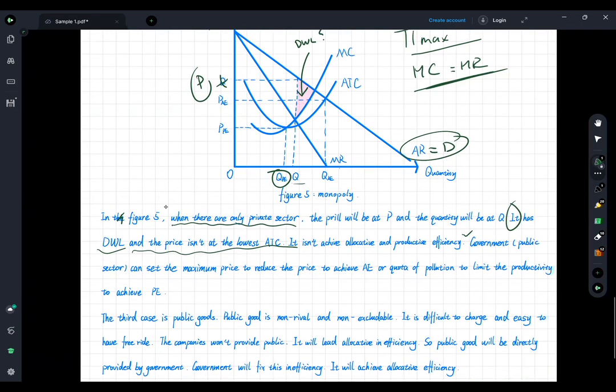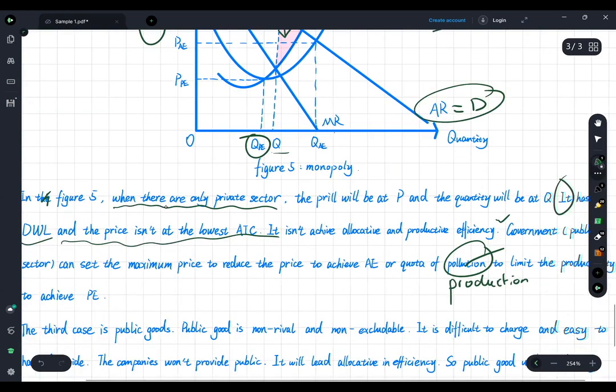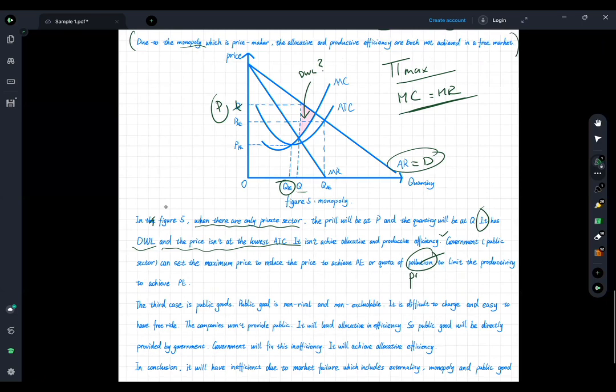And then government intervention, so the public sector can set a maximum price to reduce the price to achieve allocative efficiency, or a quota of pollution to limit the productivity of production, I think, right? I think the student means production, not pollution, because I don't see here why we would talk about pollution. To limit the production to achieve PE. Okay, so it's actually quite interesting here.